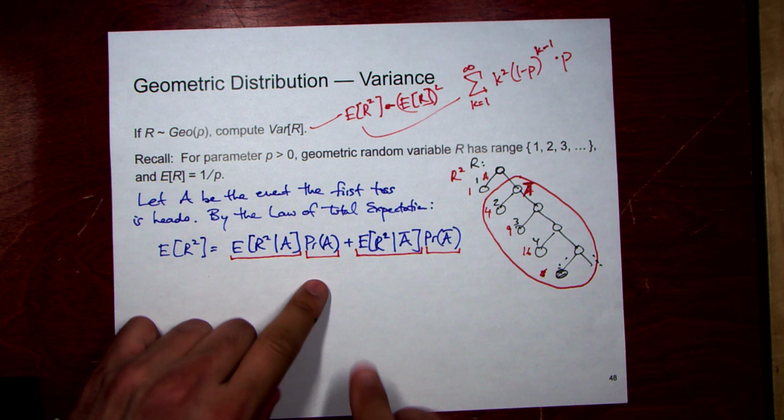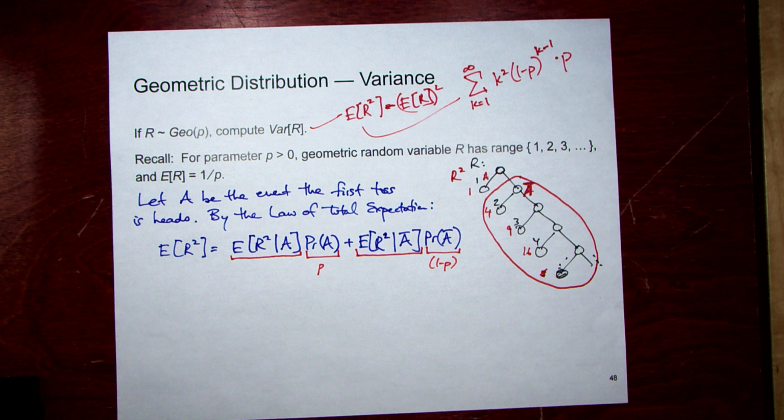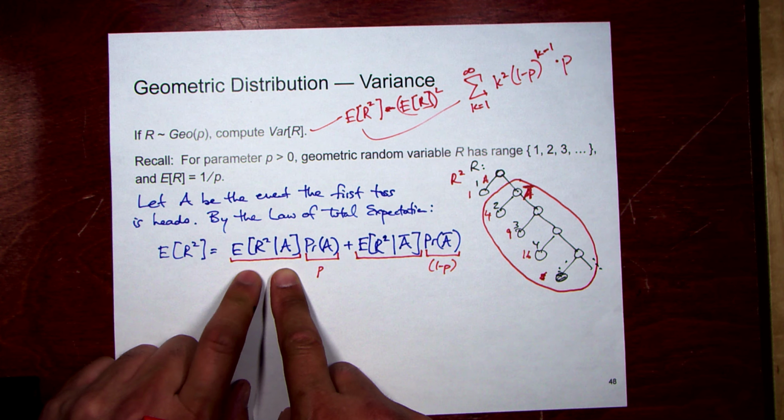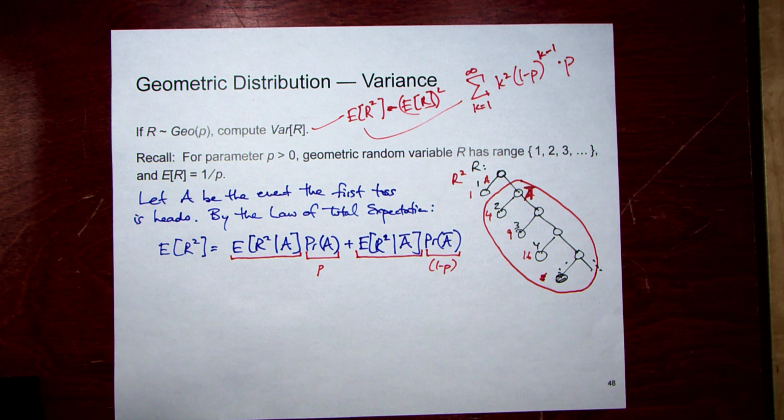That's easy. Okay. The expectation of r squared if the first toss is heads is what? What's the expectation if the first toss is heads? It's 1. Why? Because it's over, right? It only goes here. It's a dead end. It's always 1. If you toss heads, it's done. There's no variation. It's 1.